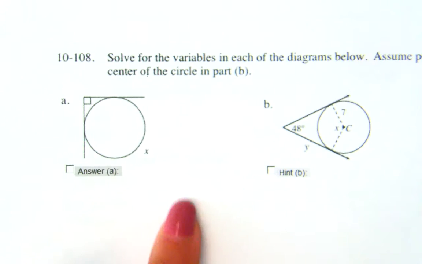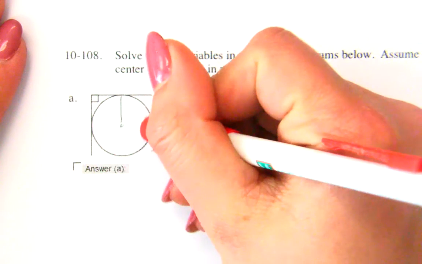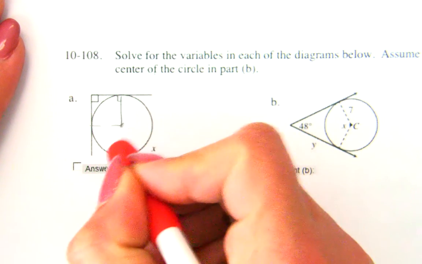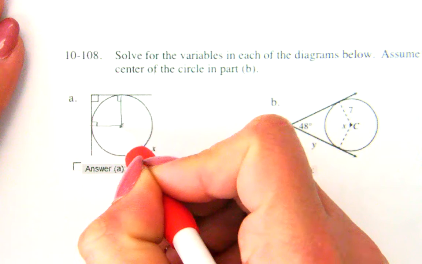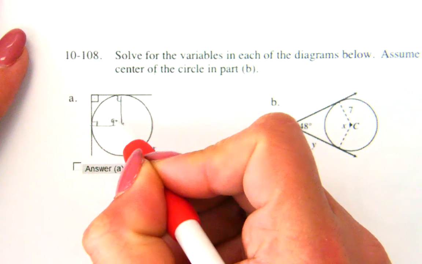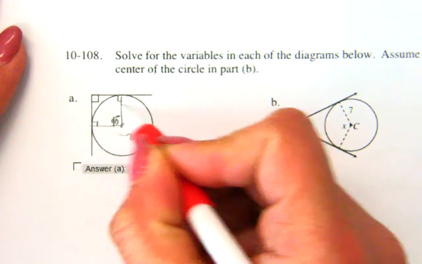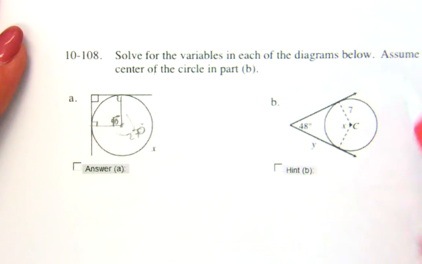So x ended up being 270 degrees because it came from being able to actually construct radii that were perpendicular to the tangent lines, and since this was 90, that was 90. This ended up being 90 degrees also. So this was 270 out here from 360. 90 plus 270 adds up to 360.